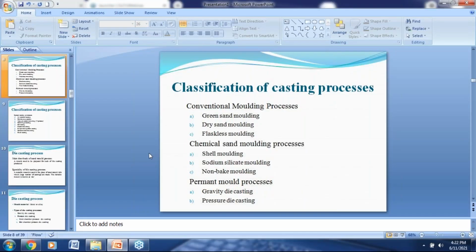So Professor Sasthi, you can share your screen again. Yes, sir. Is it okay, sir? Full screen. Okay, sir.